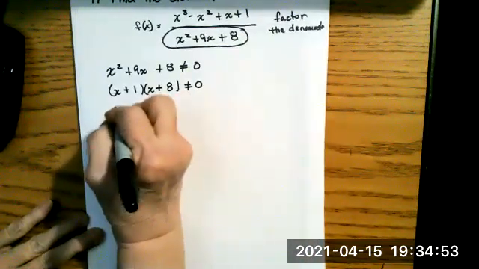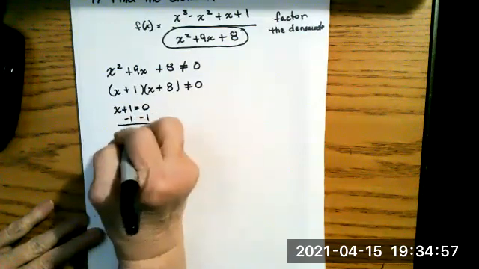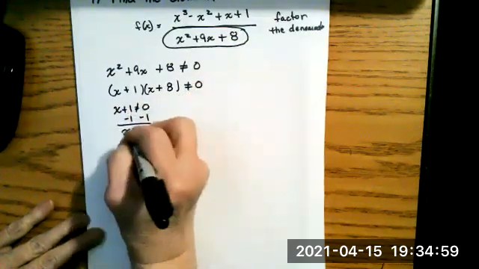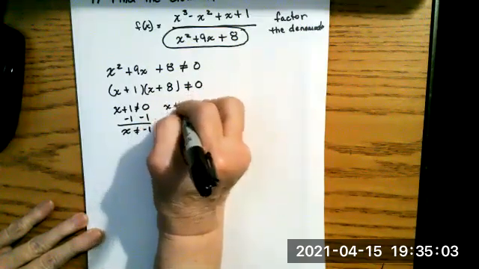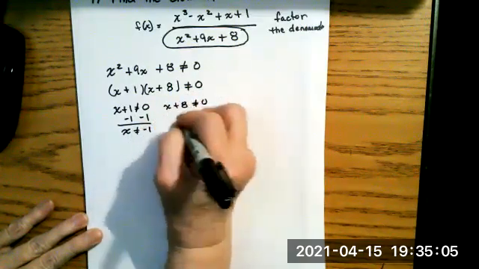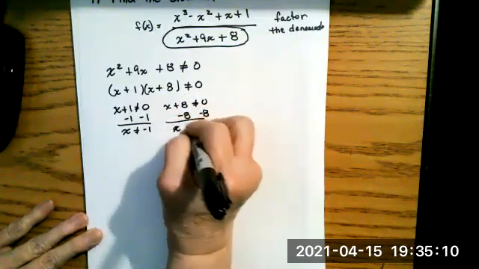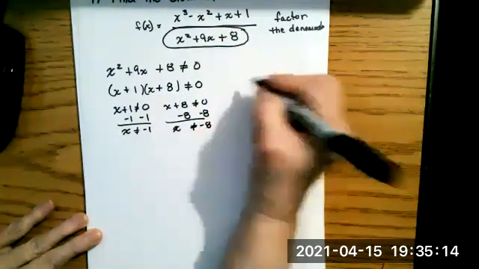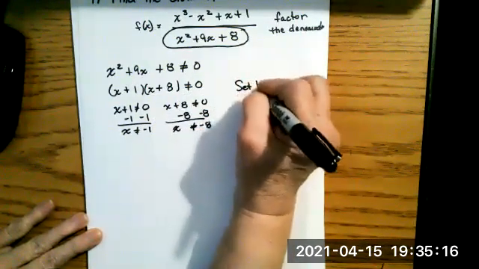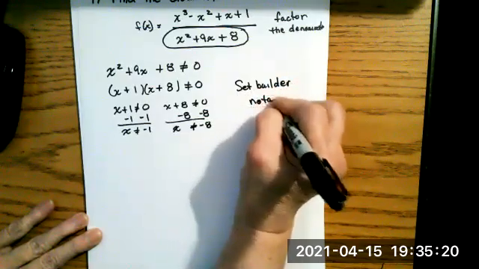All right, so x plus 1 not equal to 0 gives you x cannot equal -1. x plus 8 not equal to 0, x cannot equal -8 either. All right, they want to do set builder notation in this one.